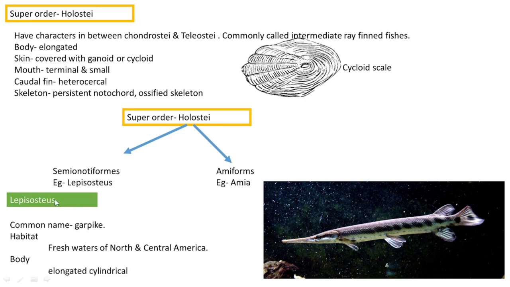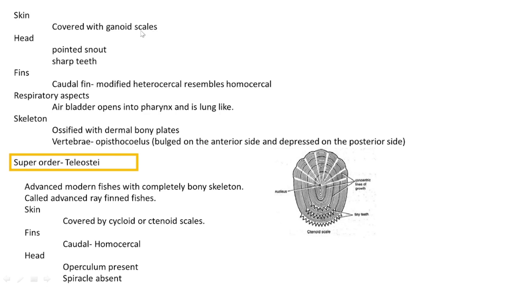First, we are going to see the general features of Lepisosteus. Common name there, it is garpike. Habitat is fresh waters of North and Central America. Body is elongated and cylindrical. That we can clearly understand from seeing this image. Skin is covered with the ganoid scales. Its shape I already showed you in the former slide.